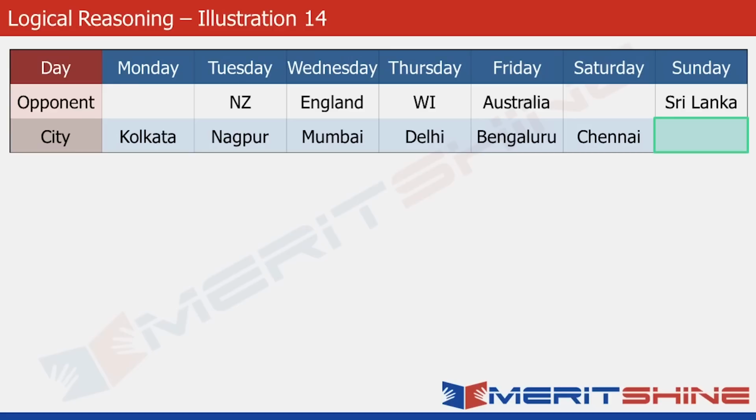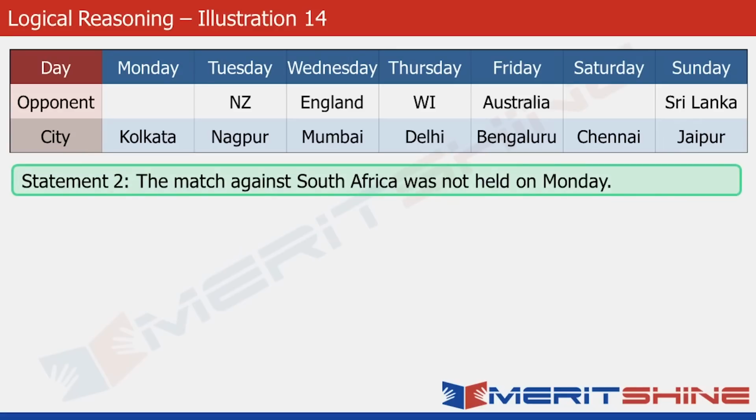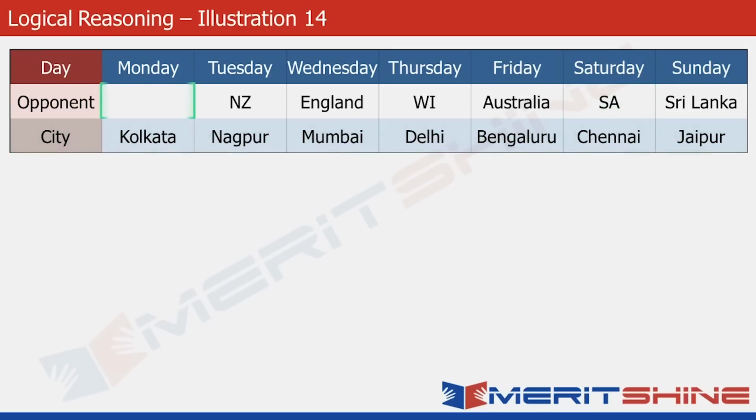And the only place that's still not there on the table is Jaipur. So it's obvious now that the Sunday match against Sri Lanka was held in Jaipur. So let's put Jaipur here and move forward. Now statement 2 says that the match against South Africa was not held on Monday. There are just two vacant cells in the opponent row, Monday and Saturday. If the South Africa match did not happen on Monday, it must have happened on Saturday. So let's write South Africa here and move to the last step of this problem.